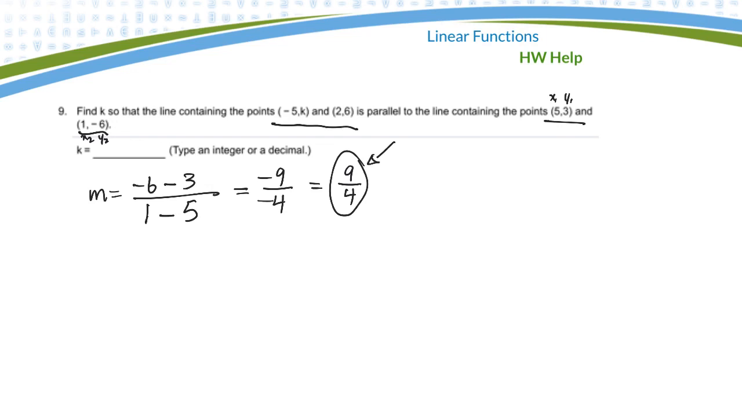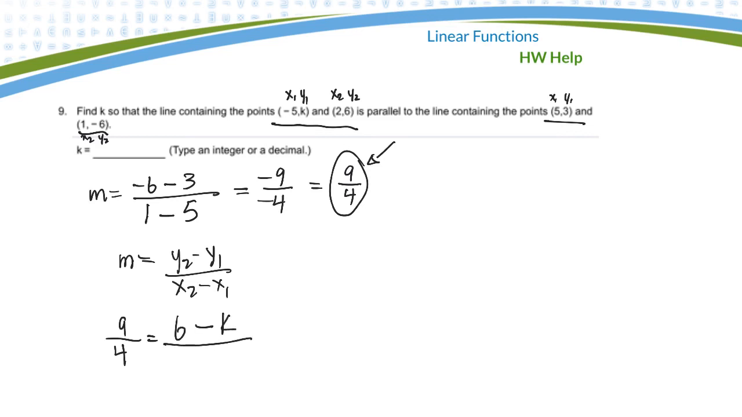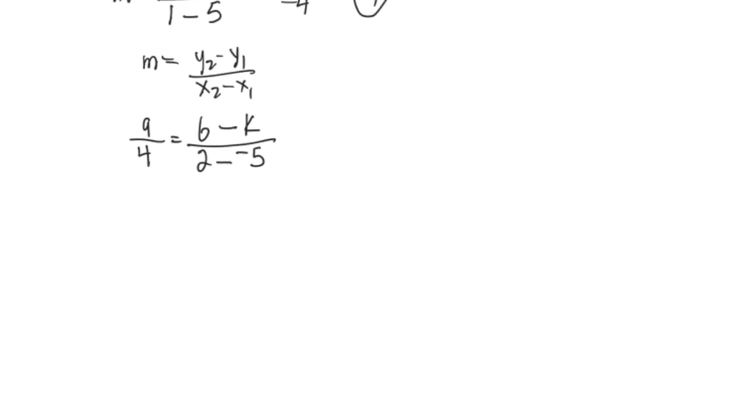Oh, so how am I going to do that? Maybe I'll just use my formula again. y2 minus y1 over x2 minus x1. And let's use these now as our points, x1, y1, x2, y2. So my slope is 9 over 4, equals y2, 6, minus y1, which is k, over x2, which is 2, minus x1, which is negative 5. Okay, I'm feeling good here because I only have one variable, so I should be able to solve. Let's simplify a bit. 6 minus k, and 2 minus a negative will be plus, so that'll be a 7.